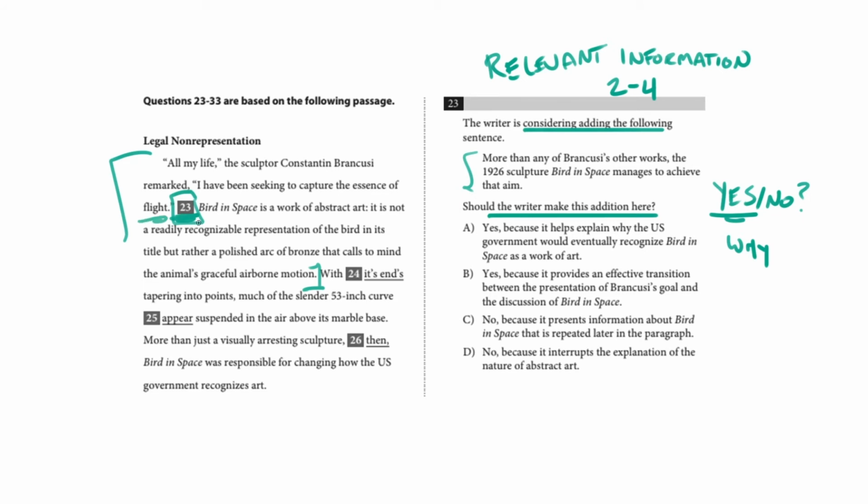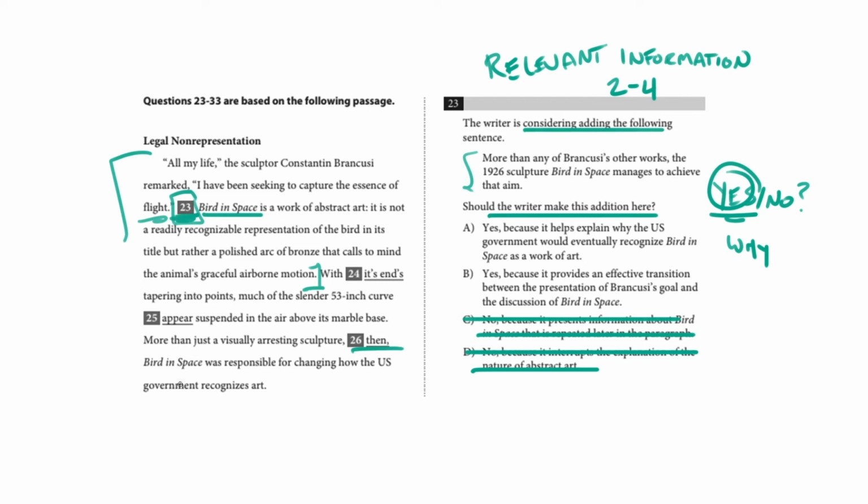And I think the answer is yes, it does belong here. Because, okay, so the second sentence mentions Bird in Space, but it doesn't link Bird in Space to Brancusi. So I'm going to cross off C and D. We've made our binary decision, and now we can focus on the rationale, on why it makes sense to include this information. So, choice A: yes, because it helps explain why the US government would eventually recognize Bird in Space as a work of art. Now, we don't have the context for that, but that is what this passage is about.